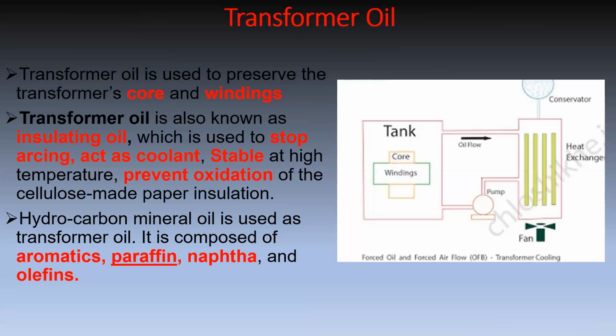The mineral oil which is used in the transformer is composed of hydrocarbons. Aromatic, paraffin, naphtha, and olefins are used. Probably in India, we go with paraffin. Paraffin mineral oil is used in many places in our country and across the country because it is widely available.